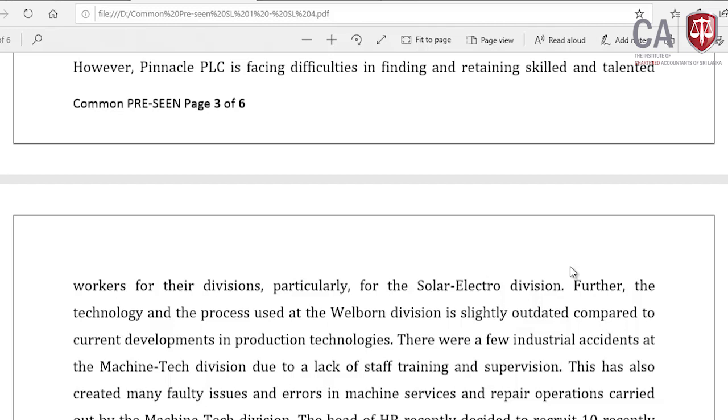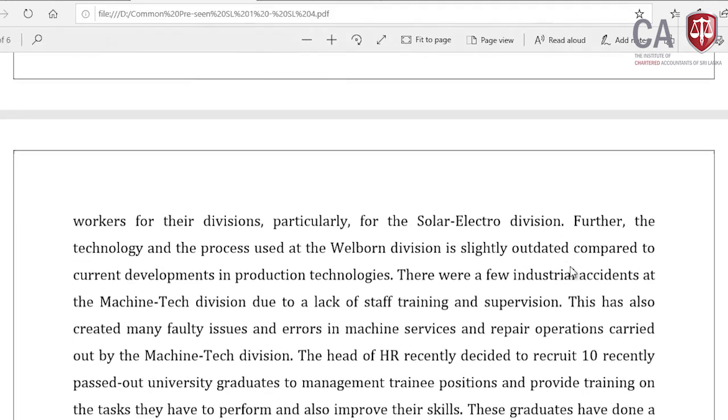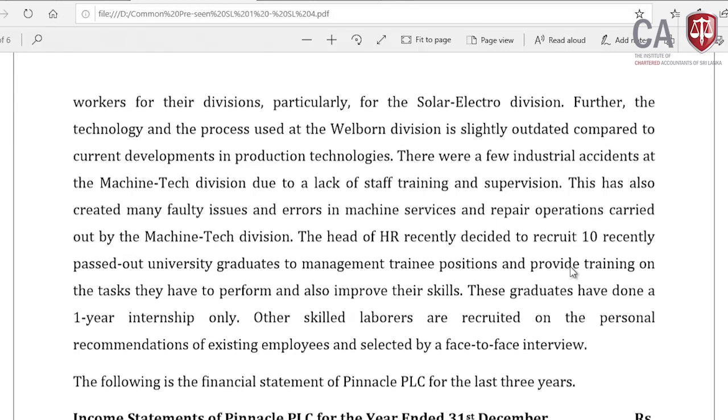There were a few industrial accidents at the machine tech division due to a lack of staff training and supervision. This has also created many fault issues and errors in machine services and repair operations carried out by the machine tech divisions. The head of HR recently decided to recruit 10 recently passed out university graduates to management trainee positions and provide training on the tasks they have to perform and also improve their skills.